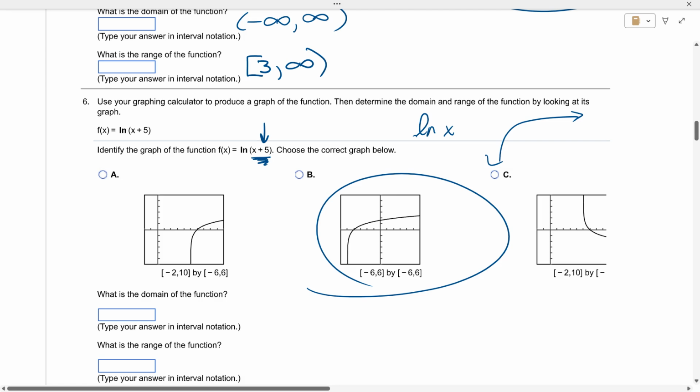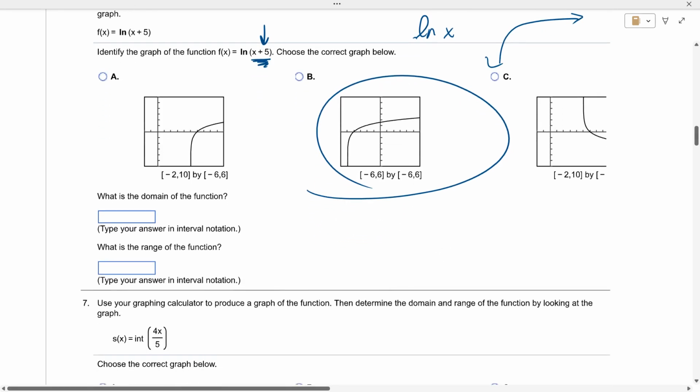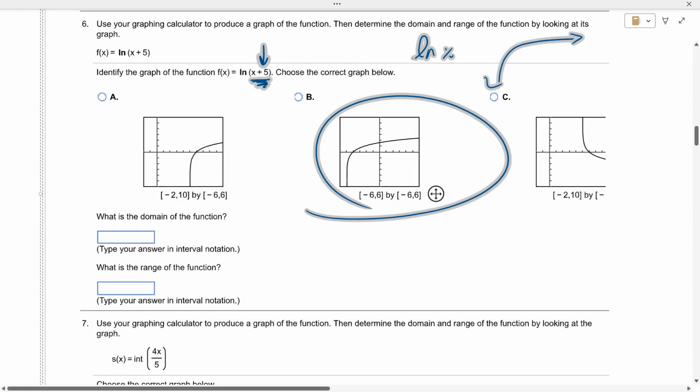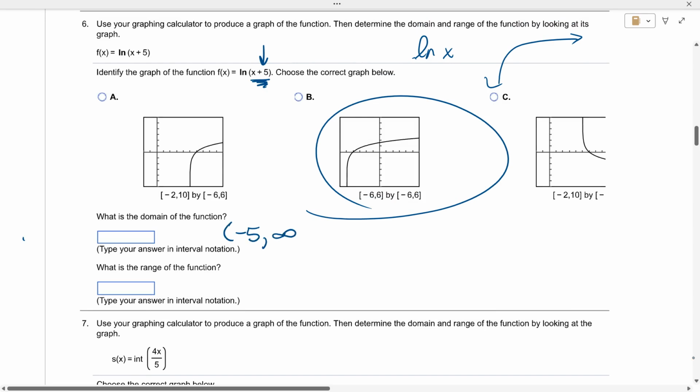Moves left by 5. So what's the domain of the function? Well, what's the furthest point it gets really, really close to but never quite touches? Negative 5. So if it gets really, really close and never touches it, it's negative 5, and we keep going till infinity. What's the range of the function? Well, as we keep going over, it'll keep going up. Now, it'll go up very, very slowly, but it's going to keep going up. So it's going to go from negative infinity, because it goes down forever that way, and up to infinity.